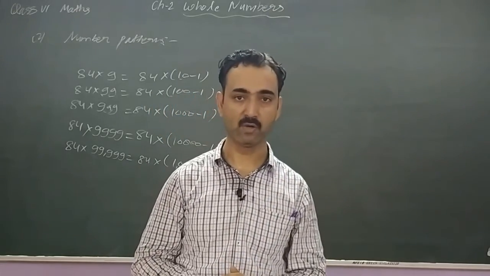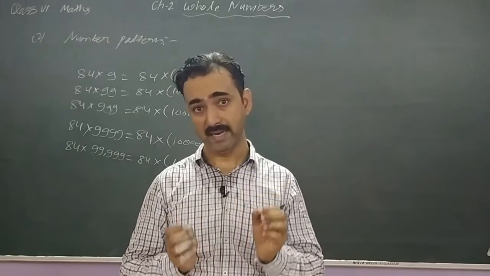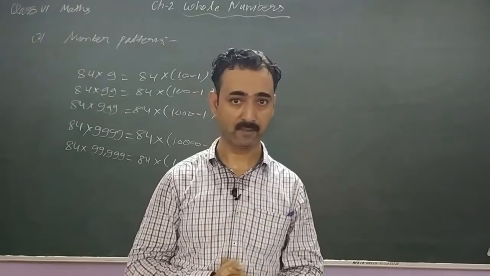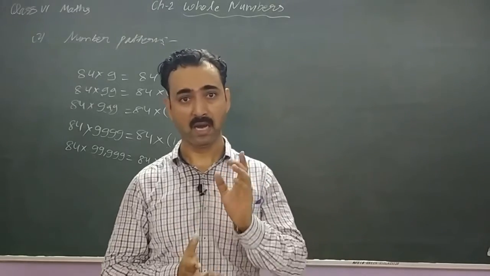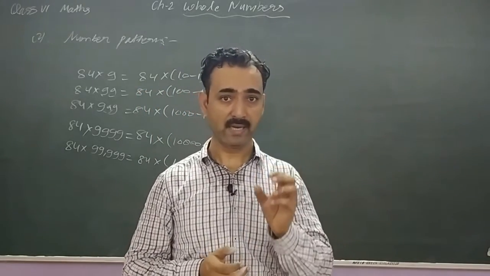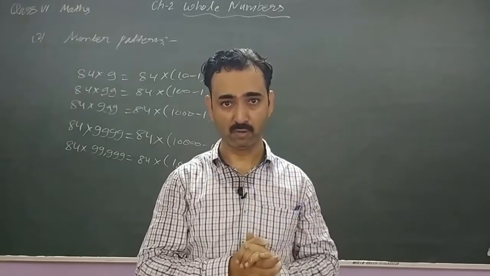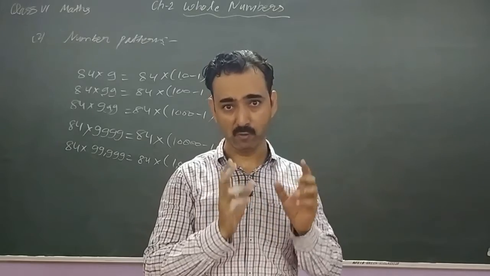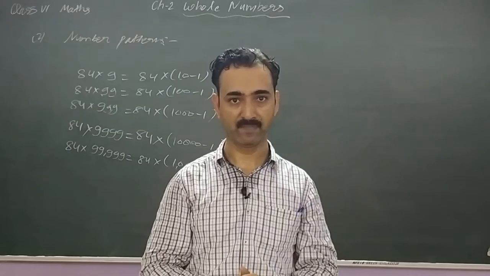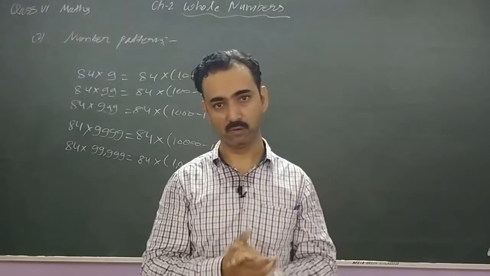After this we understood the properties of whole numbers. First we understood the closure property. We can add or multiply any two whole numbers and we will get a whole number. This is the closure property, only for addition and multiplication. After this we understood the commutative property. Commutative property means A into B is equal to B into A. It means 2 into 5 is equal to 5 into 2. It means we can multiply two whole numbers in any order. And similarly we can add two whole numbers in any order. 2 plus 5 is equal to 5 plus 2.